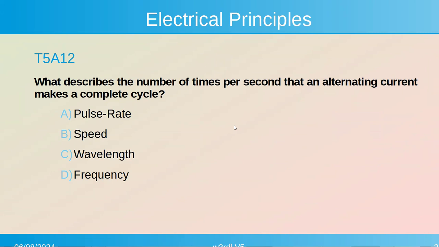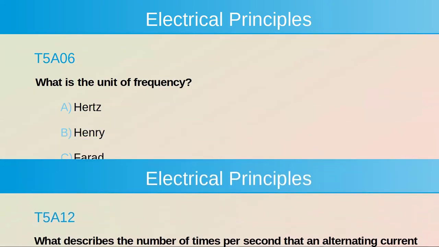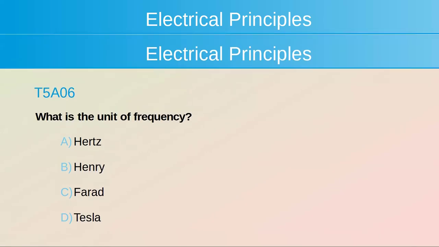What describes the number of times per second that an alternating current makes a complete cycle? Either wavelength. Number of times per second, not the number of seconds. You were jumping ahead. Oh, no, per second, but the alternating. Yeah. It's the frequency. How often it changes. How frequent? Well, that makes a frequency then. Right. What's the unit of frequency? Hertz.